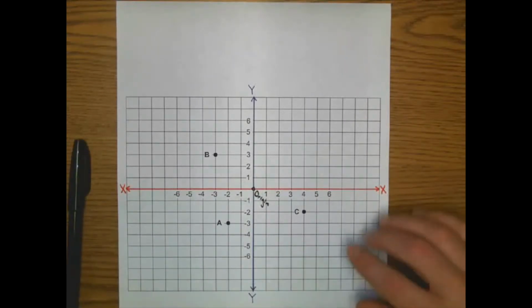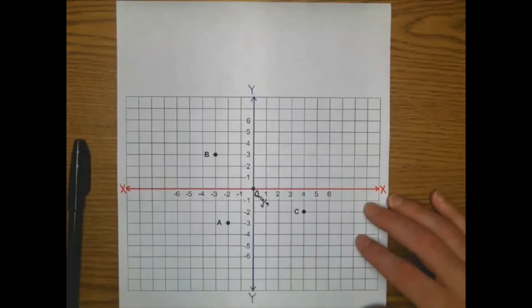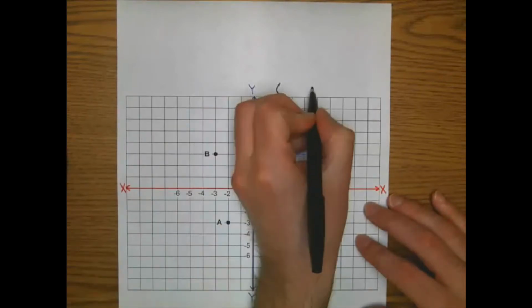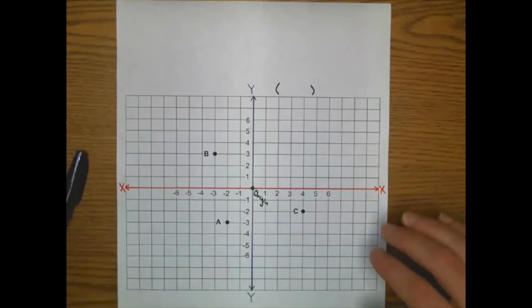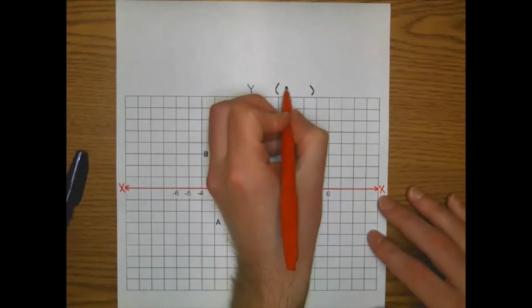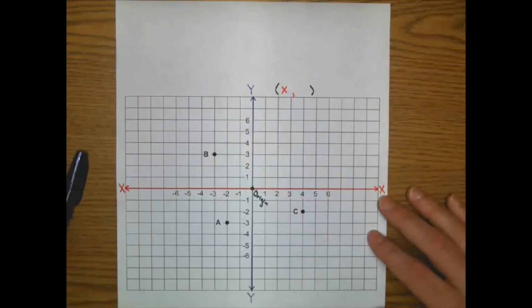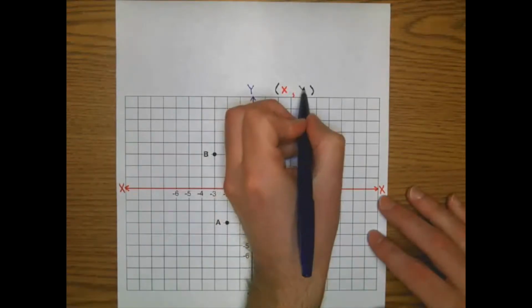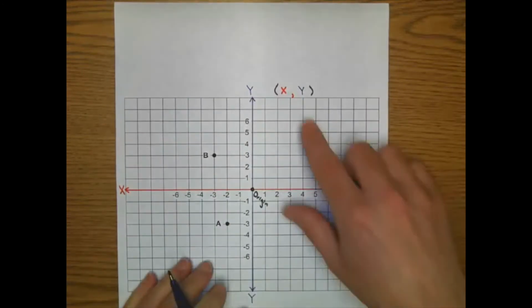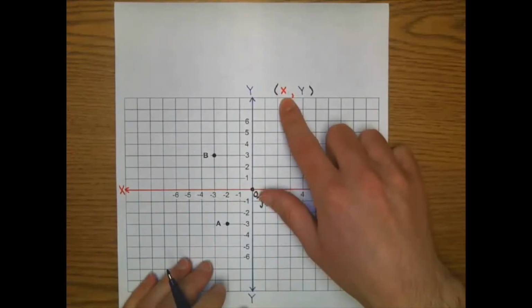And so when we're writing points, we use coordinates. And those coordinates are always in parentheses. X always comes first, and then comes y. So whenever we look at the location of a coordinate, the x comes first, and then the y.